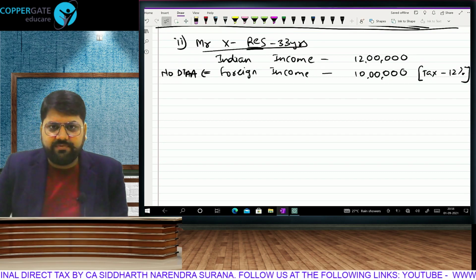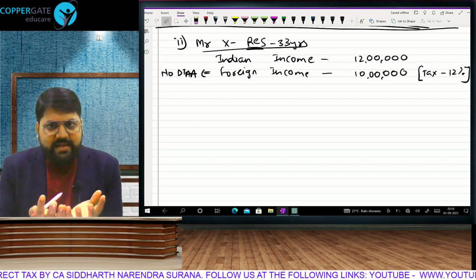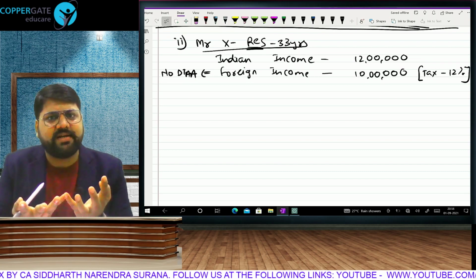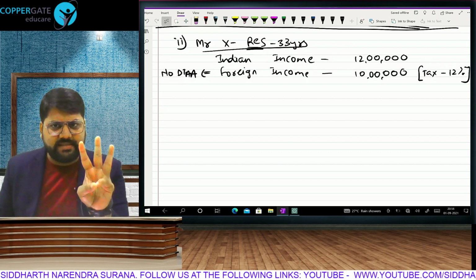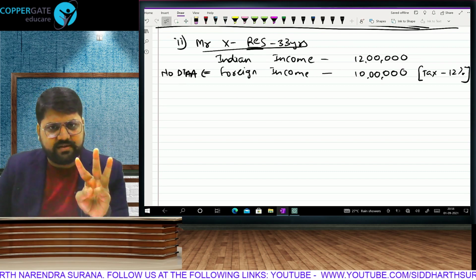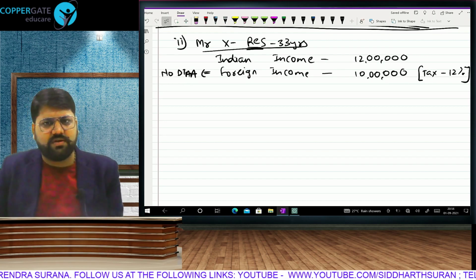So eligible for relief. And thus the whole idea, the whole calculation, is Indian tax or foreign tax, whichever is lower. Indian tax in 3 steps: total income, total tax, average rate. Foreign rate is given, take whichever is lower and apply it.